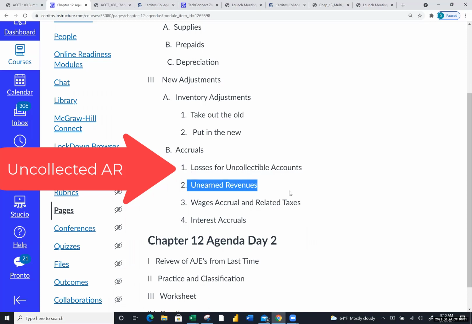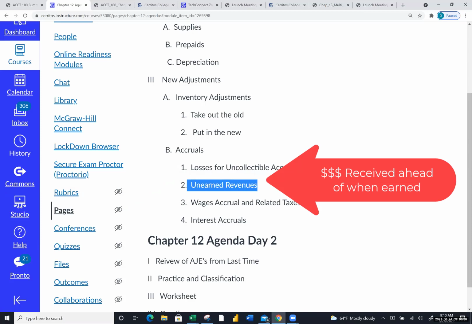I mentioned this account in the last class. Unearned revenues. It is a liability account, and we said it was the flip side of a prepaid. It's when we get money ahead of when we earn it. And so we'll be talking about that adjustment today.